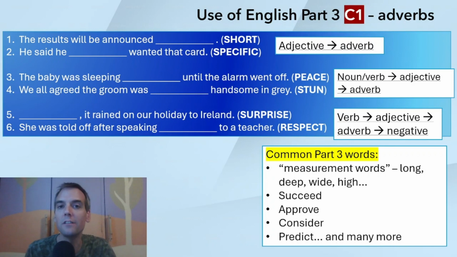When we get to C1, a common trick is to be testing adverbs. So how do we make adverbs in English? Well, most of the time we start with the adjective and we add -ly, or maybe we add a little bit more depending on the rule. But as you can see, these are the more simple transformations.